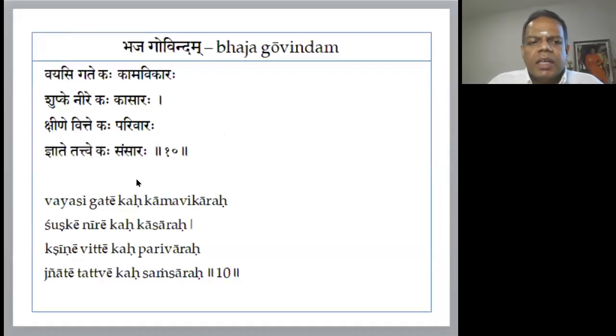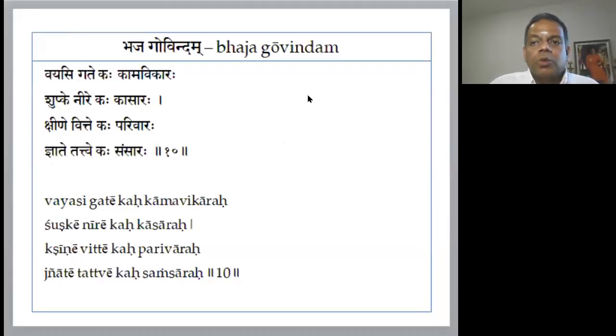The last line, jnate, the first letter is Jna. So the Jna is made of Ja and Nya. So Jnate. The word should start with Ja, and then we should say Nya. Ideally, that's the right pronunciation, but because of habit, even in India there are different regions pronouncing it a different way. Some people say Gyate, G-Y. Some people say Gnya, G and Nya. But ideally, the correct pronunciation is Jnya, start with a Ja and say Nya. Just pointers, but to the extent possible, you can pronounce it.